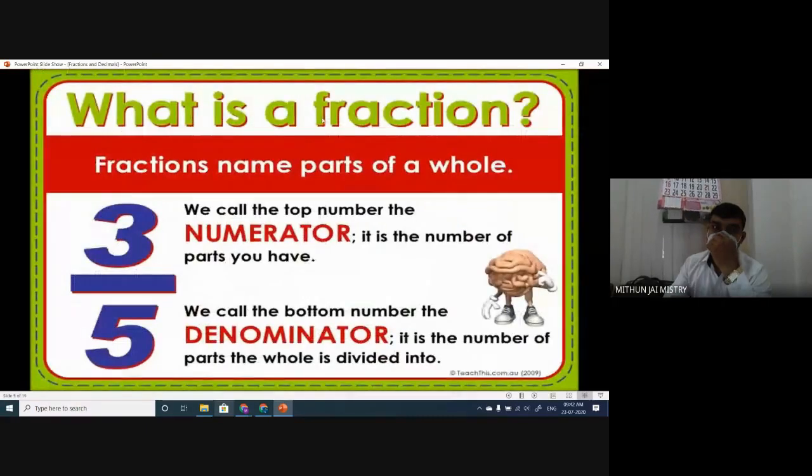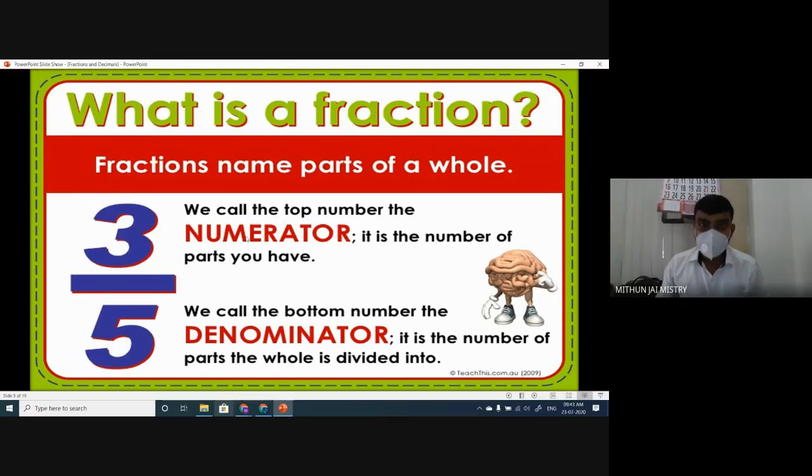So what is a fraction? Fractions name parts of a whole. When I say 3 by 5, here 5 is the whole. That means something is divided into 5 parts. Among those 5 parts, if you are talking about 3 parts, those 3 parts will be called a fraction. So 3 by 5 is a fraction, right? In this, the 3 represents the part, and 5 represents the whole. Please remember that. Among the whole, we are talking about 3 parts.